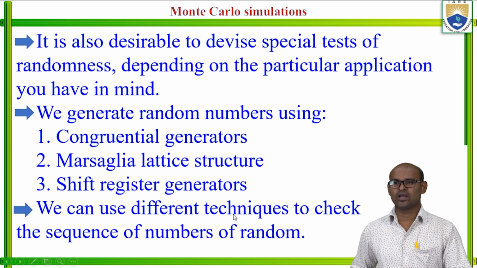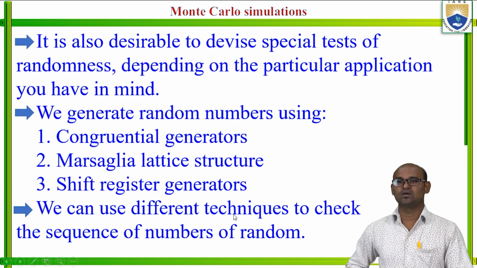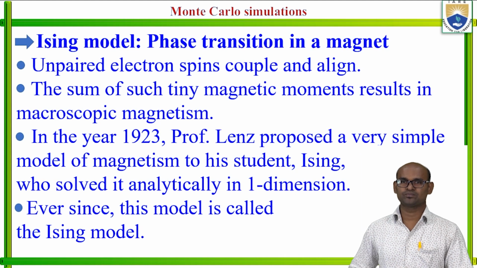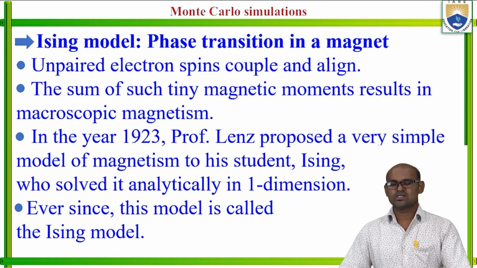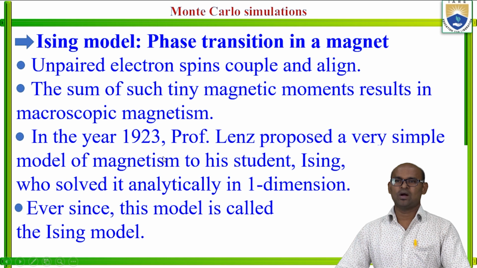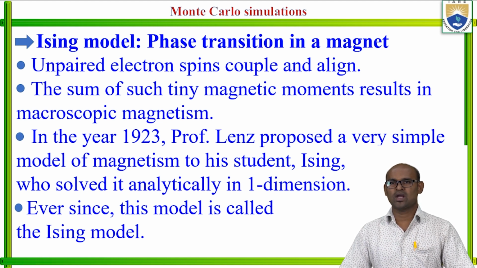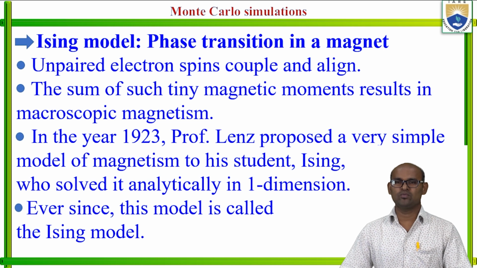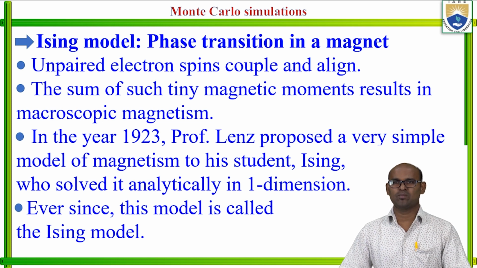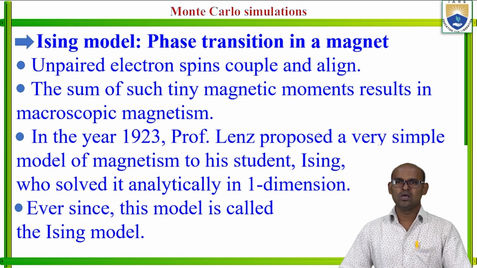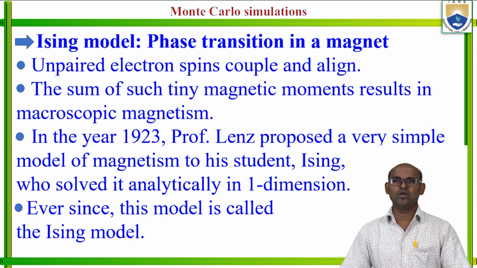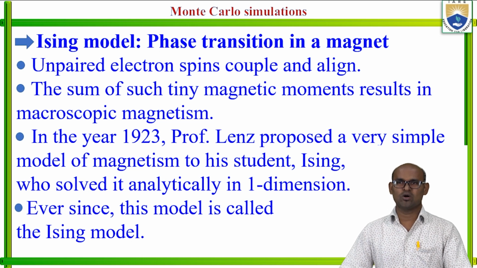So we can use different techniques to check that the sequence of numbers is random. We have discussed that Monte Carlo simulation is a numerical technique in which we use random numbers to solve a problem. And we have discussed how to generate random numbers and what tests these generated random numbers have to go through. Okay, so now we are going to use Monte Carlo simulations.